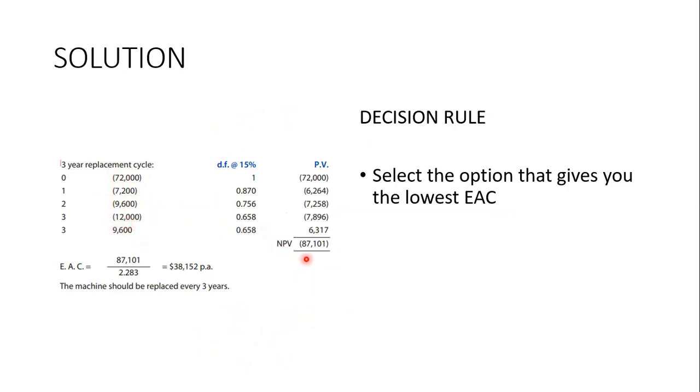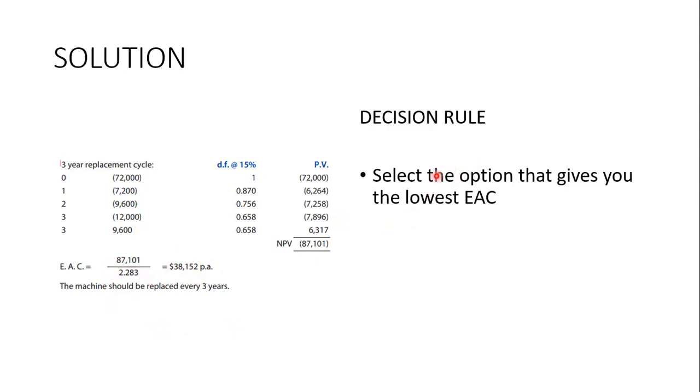Work out, we get our NPV, negative 87,101. Calculate our equivalent annual costs. That gives us 38,152. So this is the annuity of 15% for 3 years. So this is your equivalent annual cost. And clearly, let's see and compare.